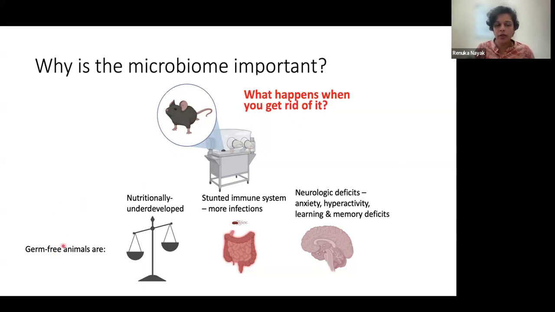What we've learned from those studies is that germ-free animals are nutritionally underdeveloped, which suggests that we need our microbiome to help us harvest energy and nutrients from the foods that we eat. Germ-free animals have stunted immune systems and are more susceptible to infections, so we've come to appreciate that the microbiome educates the host immune system. It's a very critical educator. And surprisingly, germ-free animals have neurologic deficits. They're more anxious, more hyperactive, and have learning and memory deficits. These were the first three functions of the microbiome that were uncovered.